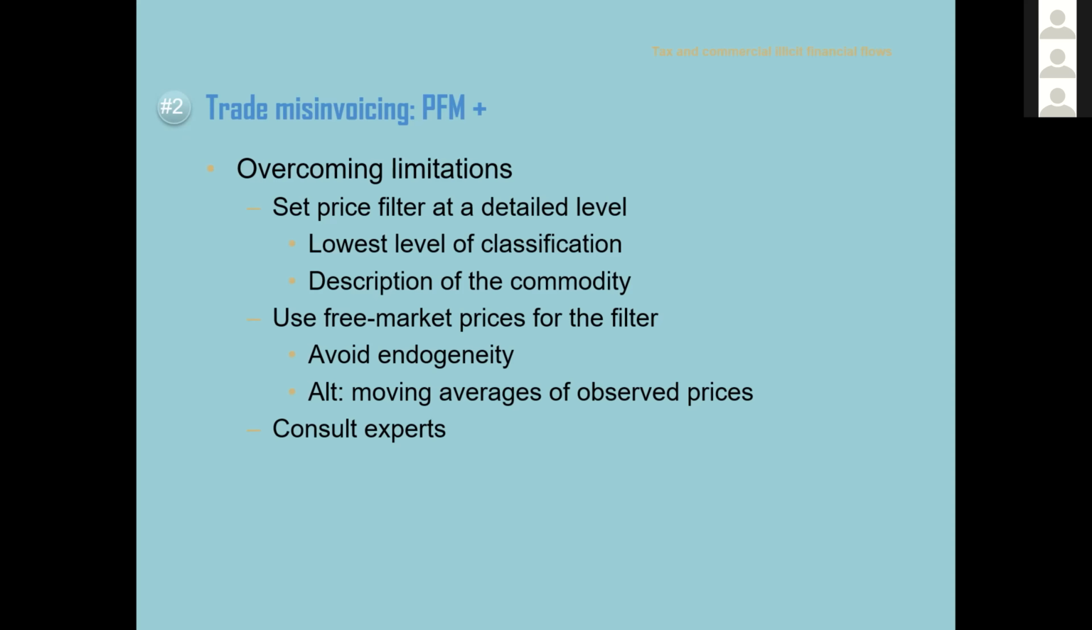The second way to overcome the limitations is to use free market prices for the filter. You may remember we said that the major drawback of the method was that the statistical price filters suffer from endogeneity. So what are the alternatives? Well, to use the free market prices.